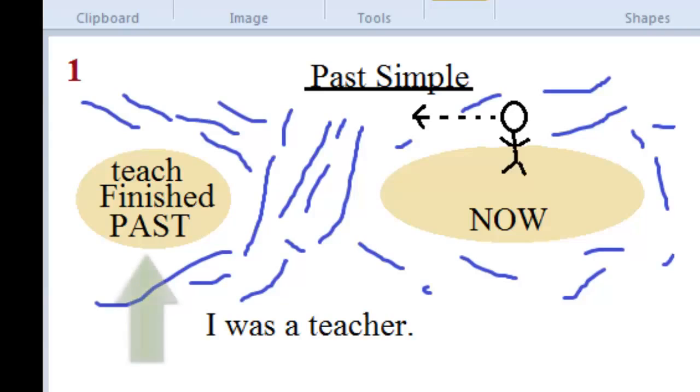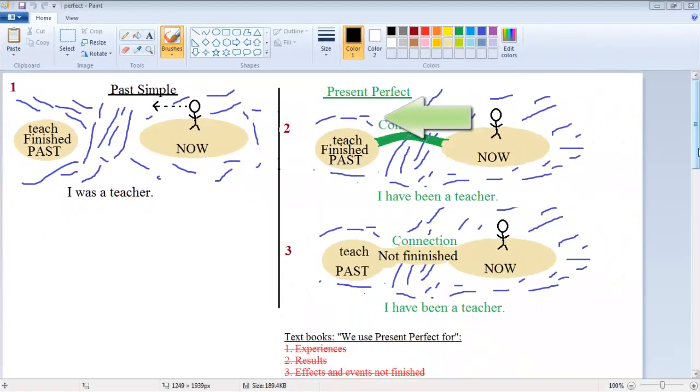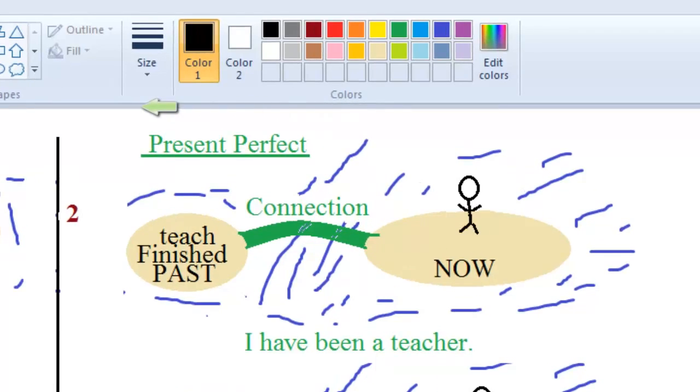This verb, this action, is not important. I'm just looking into the past at this island. But I don't need to go to this island. It's not important to me. I can just look at it. But now let's look at the present perfect.